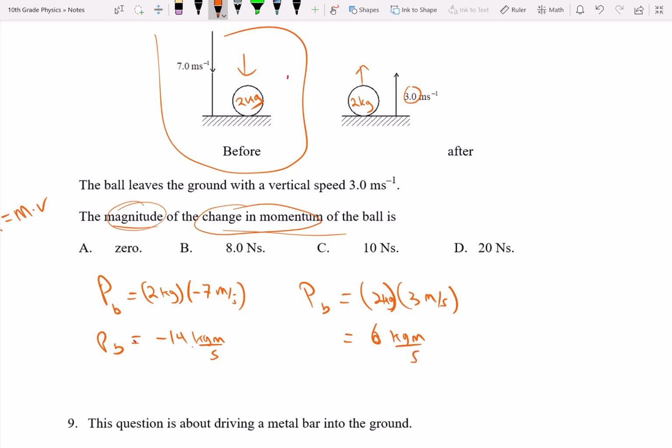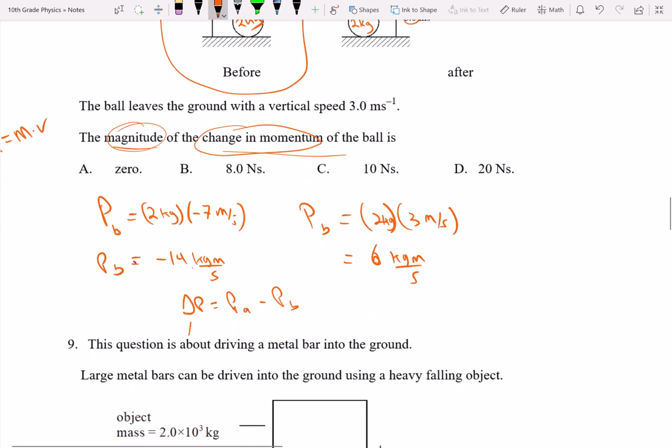So the change in momentum is just, what is the difference in momentum? So we went from -14 to 6. You can just think, how do I get from -14 to 6? How much did it change by? Or you can say the change in momentum is going to be momentum before minus the momentum after. Or actually, it's better to do momentum after minus momentum before. That's typically how we do it, although it doesn't matter. So then we get 6 minus -14, which is 20 kilogram meters per second.